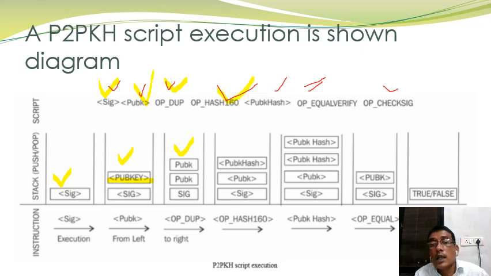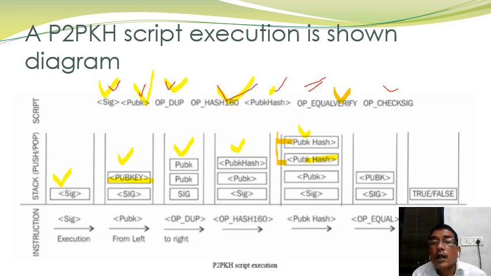It will calculate the hash twice, so you can see the public key hash is calculated. Then the next command is again the public key hash, so it will calculate the hash value of this operand. Then the next command is equal verify. It will compare these two operands and return true or false.